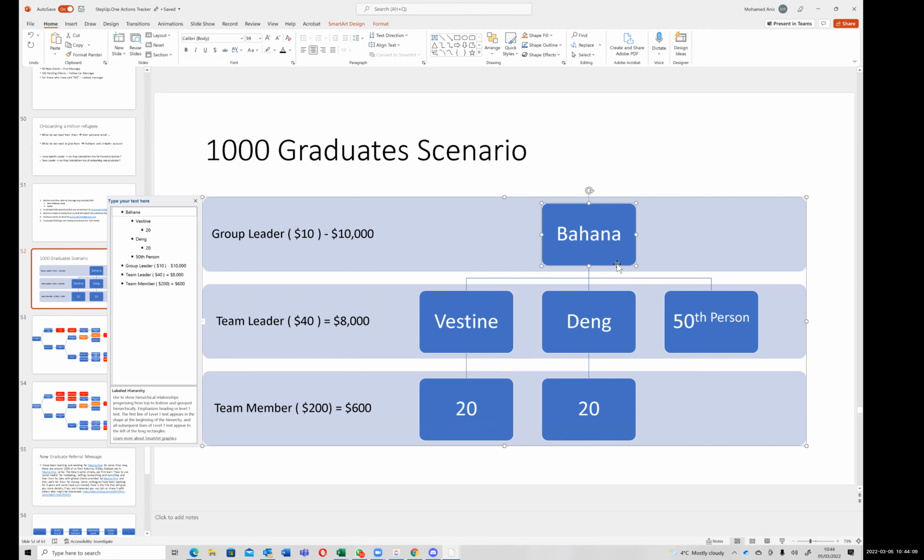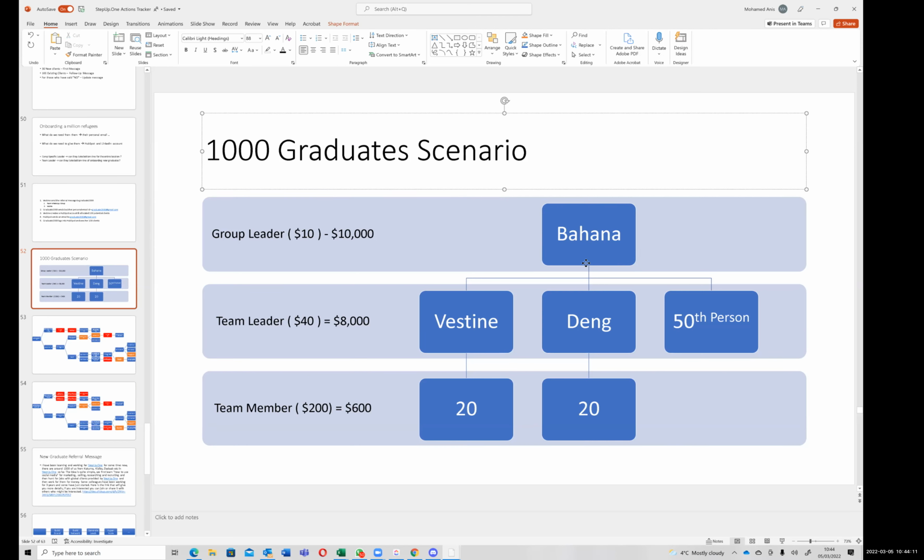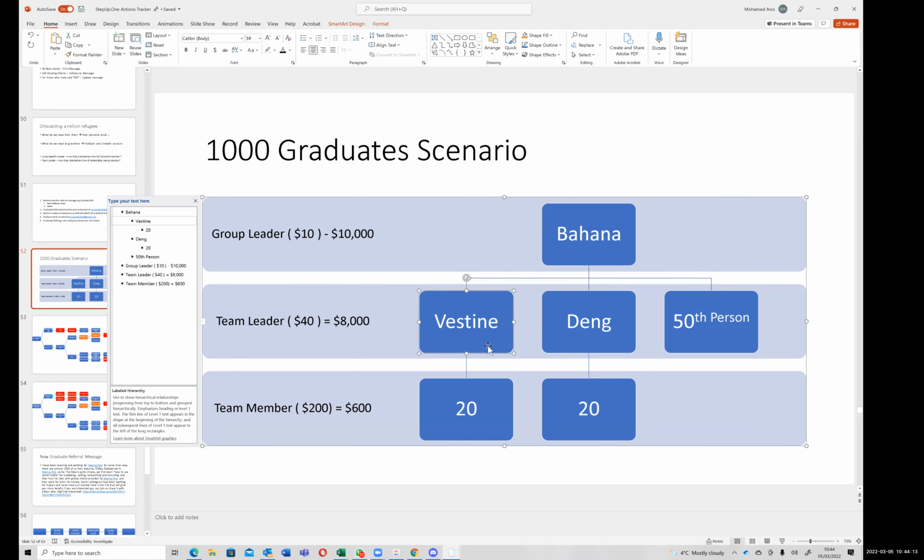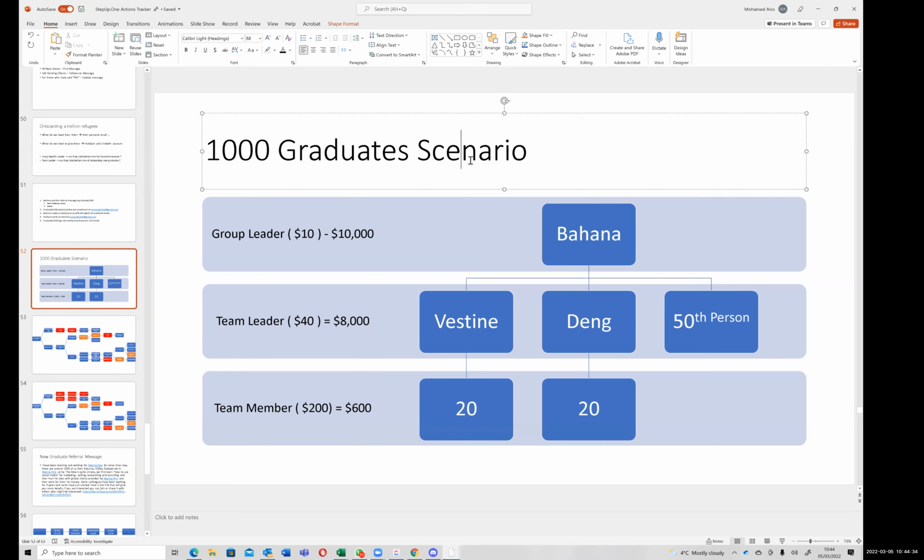yeah. So this is when you have 1,000 graduates, 50 team leaders, and each team leader has 20 people below them. It need not be this perfect distribution, or it can be, right? This is what it is. Okay, what do you guys think? Anybody has any reflection on this?